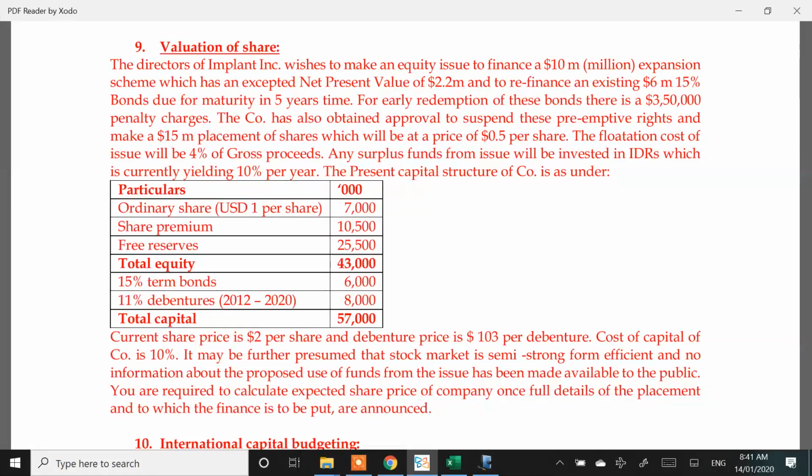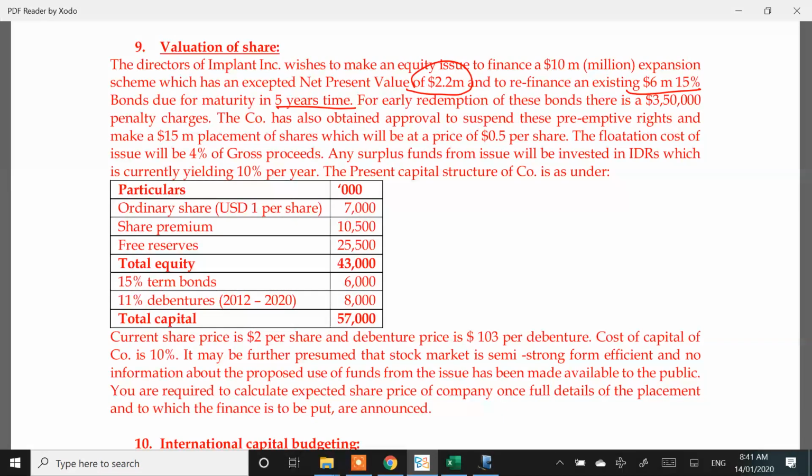The directors wish to make an equity issue to finance a 10 million expansion, which will have an NPV. If there is any NPV of a project, that will lead to an increase in the value of the company. It is also to refinance an existing 6 million bond in 5 years' time. Refinance is technically called bond refunding. We did this bond refunding analysis when we were working on valuation of bonds. For early redemption, there is a 3,50,000 penalty charge, technically called a prepayment penalty, which needs to be paid.